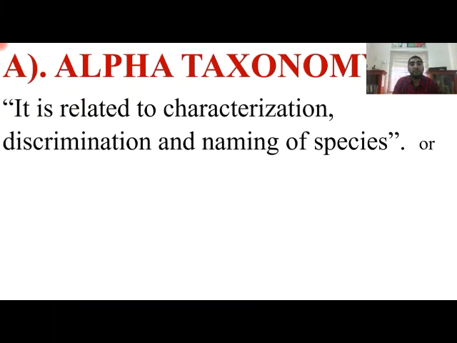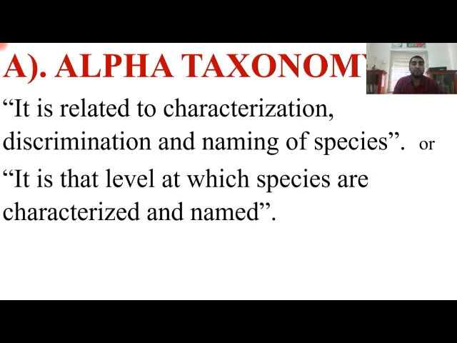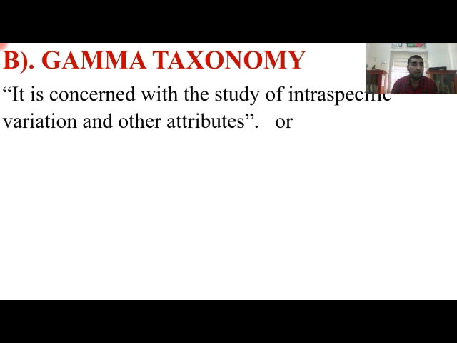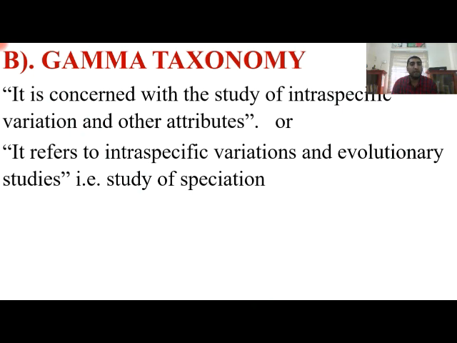Now, alpha taxonomy, we will define it as related to characterization, discrimination, and naming of species, or you can say it is that level at which species are characterized and named. So, when you have an unknown species, you characterize it and then you name it. So, this is alpha phase. Taxonomy simply means characterization and naming. Gamma taxonomy, I have said, is concerned with the study of intraspecific variation within the population, or other variations or attributes. It refers to intraspecific variation in evolutionary studies, or the study of speciation.